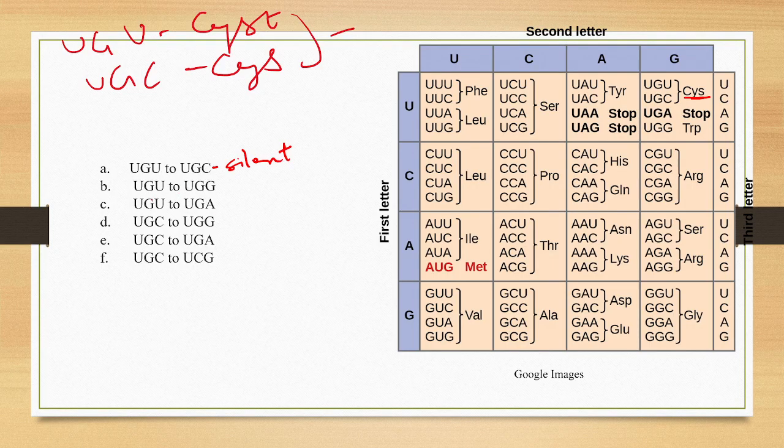So this one is a silent mutation. Now you see again UGU. UGU codes for cysteine. We already know this. And it is changed to UGG. UGG codes for, see here, UGG codes for tryptophan. So what is happening here? Here a change of amino acid is happening. From cysteine, it is getting changed to tryptophan.